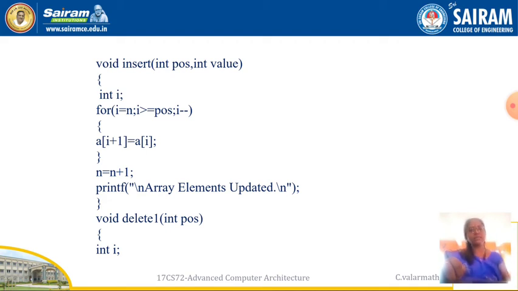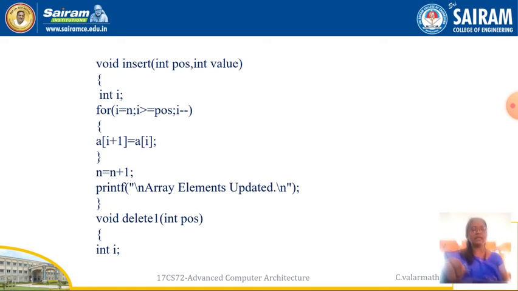After that we can insert the value. So that's what is inserted here, right? n equal to n plus 1 is incremented again. So now the array element is updated. After the execution of this for loop, we need to show that the array element is updated. So this is what is done in the insert part.